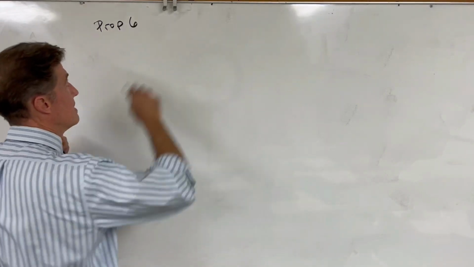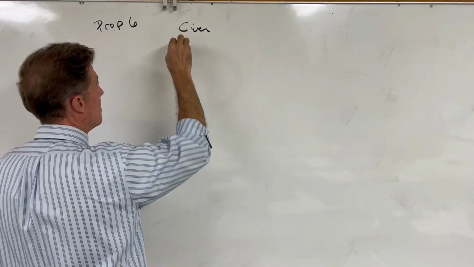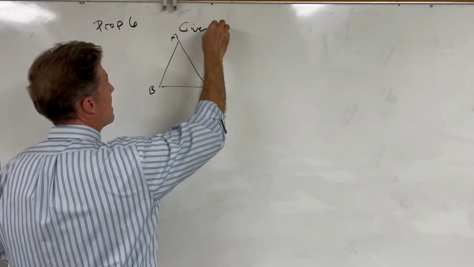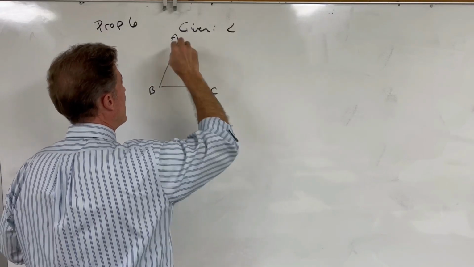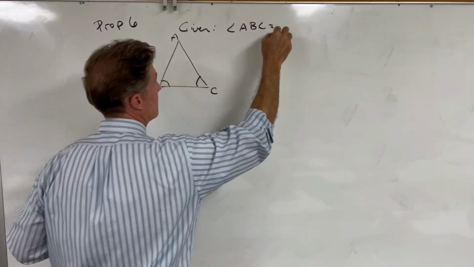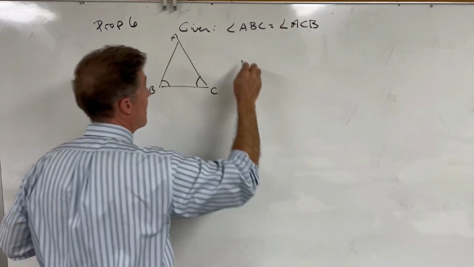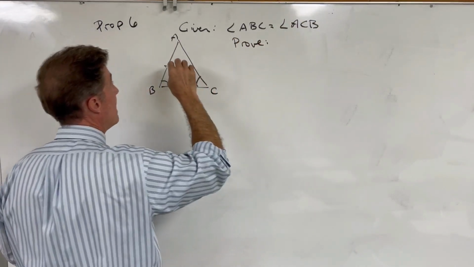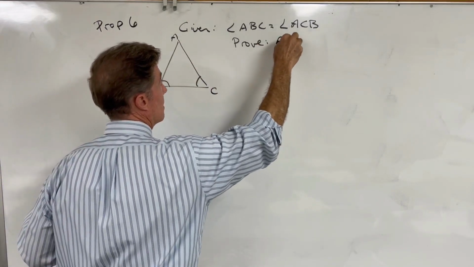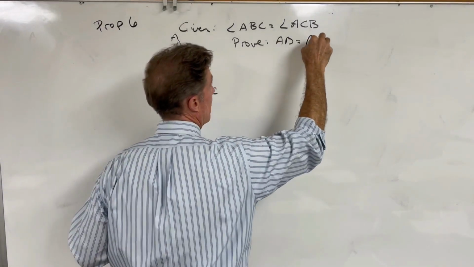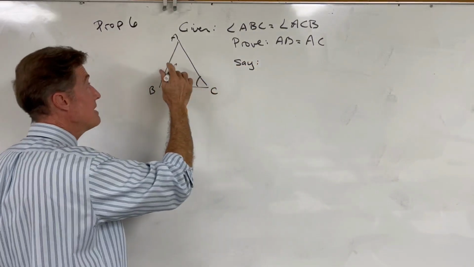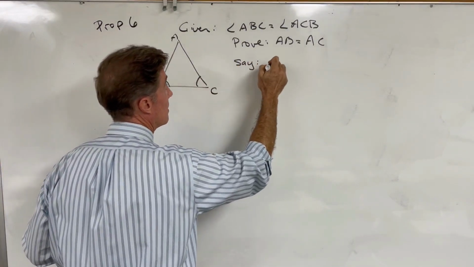So our given in this case is, let's have triangle ABC. Our given is that angle ABC is equal to angle ACB. And from that, we're going to prove that the sides opposite or that subtend those angles, AB is equal to AC. So I'm going to start off by making the claim, I say that AB and AC are equal.